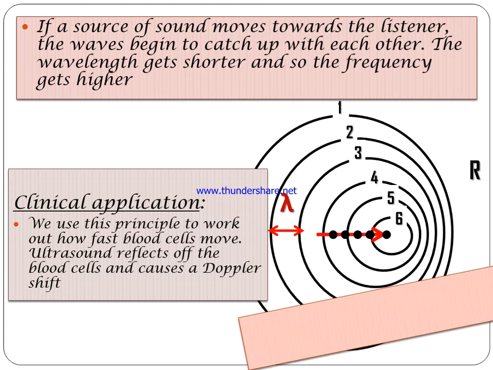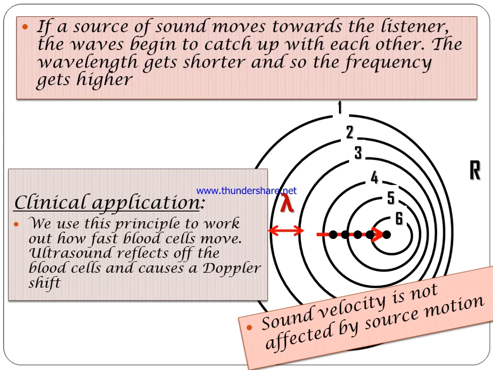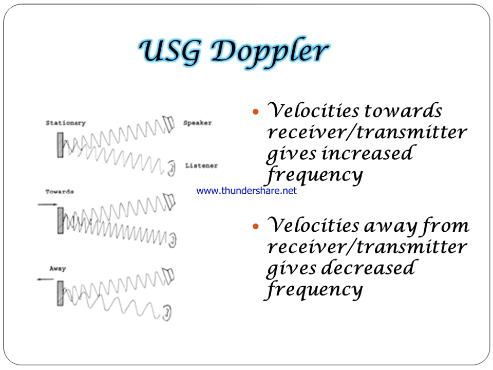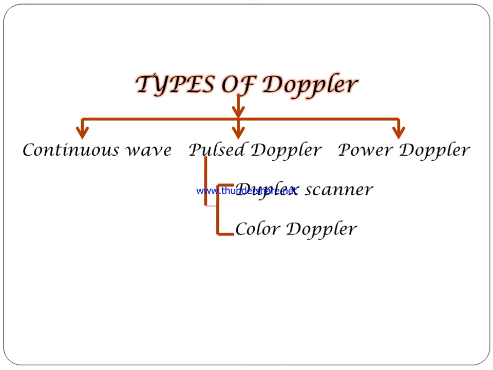Clinical application of Doppler is to assess how fast blood cells move; ultrasound reflects off the blood cells and causes the Doppler shift. In USG Doppler, velocity towards the transmitter gives increased frequency and velocity away from the transducer gives decreased frequency. There are three types of Doppler: continuous Doppler, pulse Doppler and power Doppler. In pulse Doppler there are two types: duplex Doppler, also called a duplex scanner, and color Doppler.